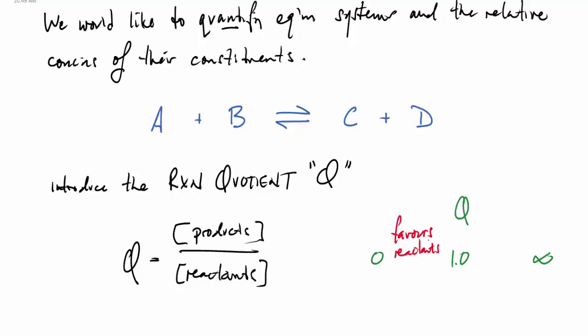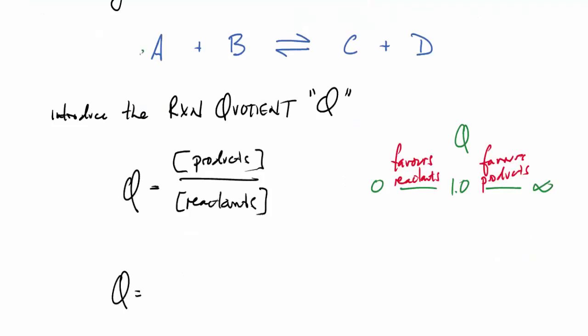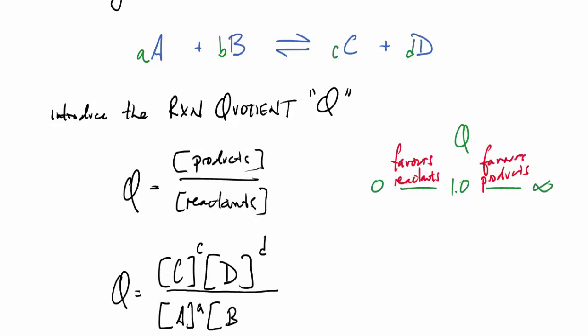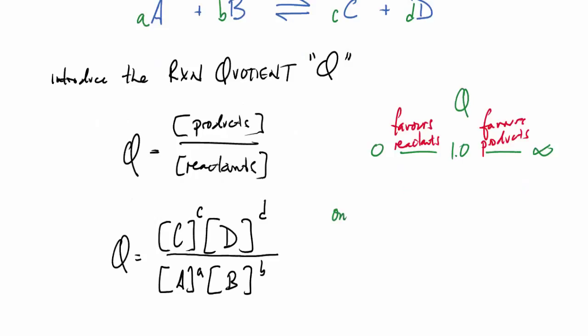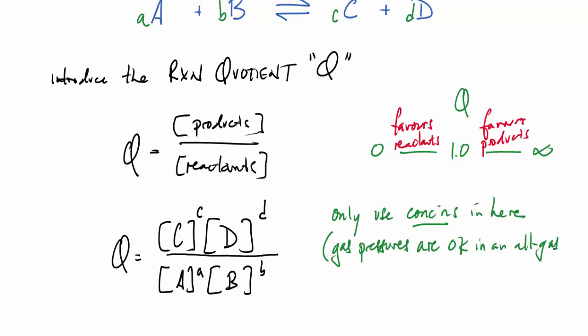That quotient will be from 0 to 1 to infinity, and of course if it's from 0 to 1, you'd imagine the reactants were favored, and from 1 to infinity you'd think that the products were favored. If we put little coefficients small a, b, c, d on there, then the reaction quotient will have this form. Here, the large letters are the items in question, the square brackets mean concentrations, and the little letters, the coefficients, are now being used as exponents.